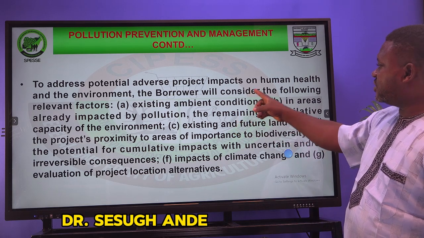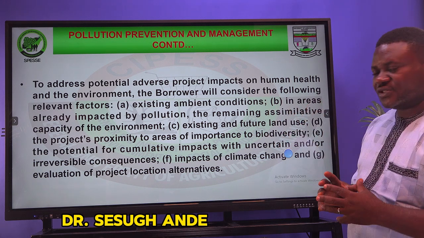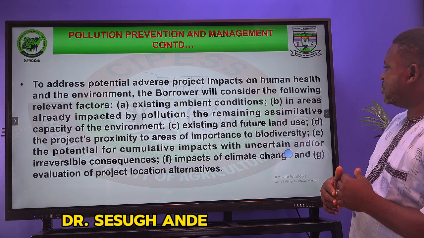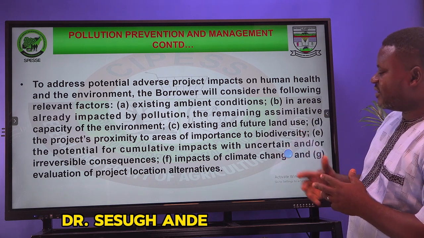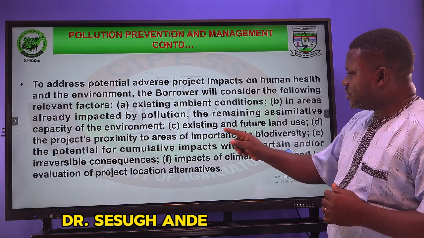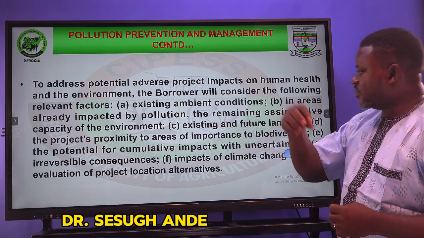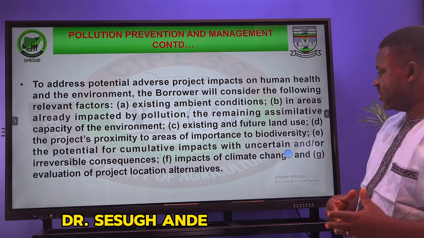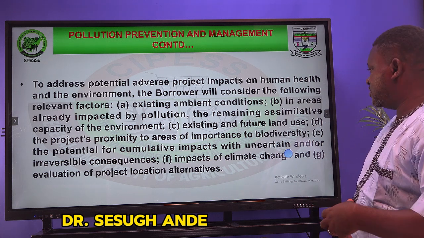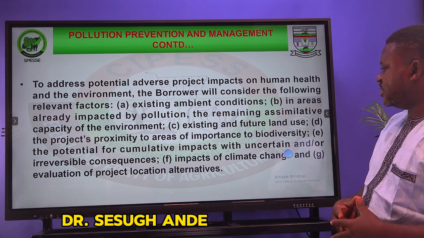Now, to address adverse project impacts on human health and the environment, the borrower will consider the following relevant factors, which are very important: existing ambient conditions in areas already impacted by pollution, the remaining assimilative capacity of the environment, existing and future land use, the project's proximity to areas of importance to biodiversity, the potential for cumulative impact with uncertain and or irreversible consequences, and finally, the impact of climate change, and evaluation of project location alternatives.